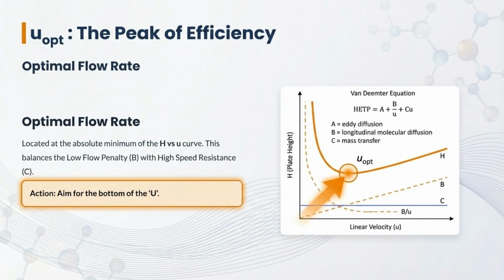So how do we find the sweet spot? We look for the optimal flow rate, denoted as U-opt. This is the bottom of the U on your Deemter plot, the point where H is at its absolute minimum. At this velocity, we have perfectly balanced the low flow penalty of the B term with the high speed resistance of the C term. If you run slower than U-opt, you waste time and lose resolution to diffusion. If you run much faster, you lose resolution to poor mass transfer. Our task is to find this point to ensure the highest possible efficiency.